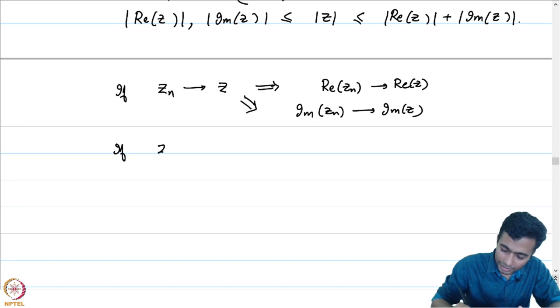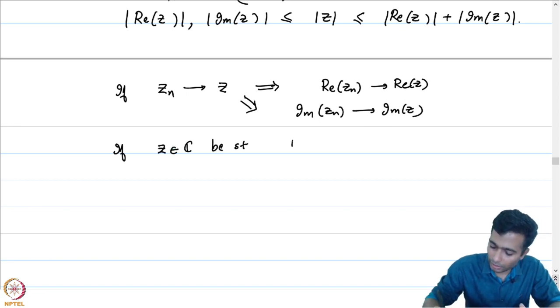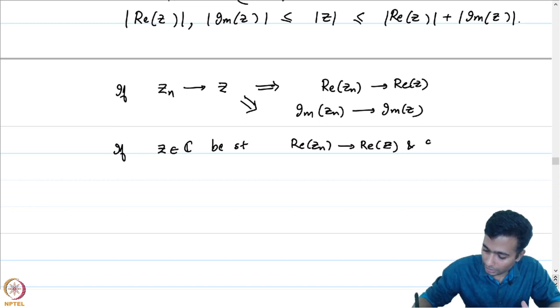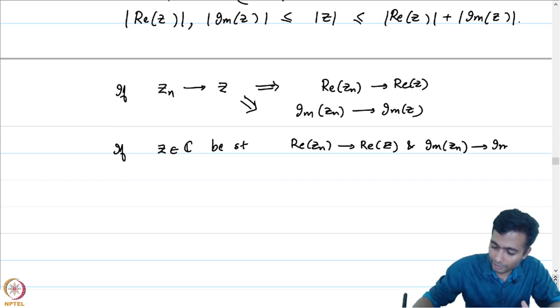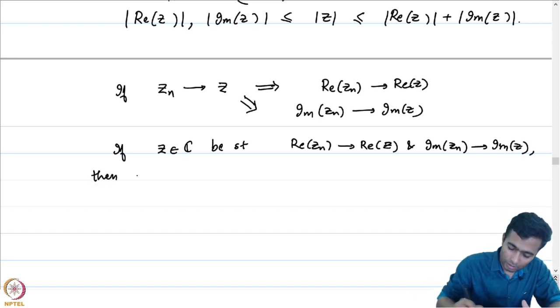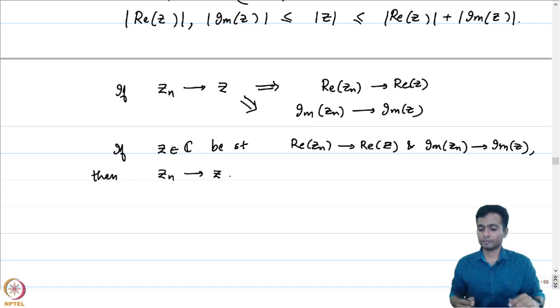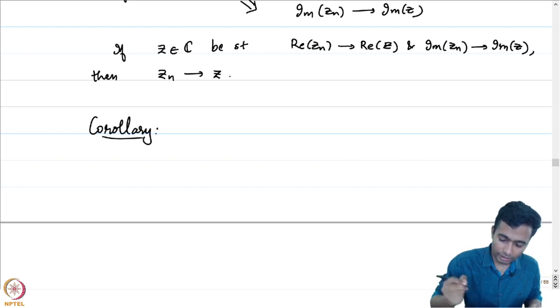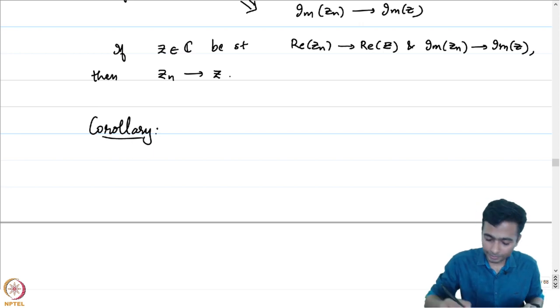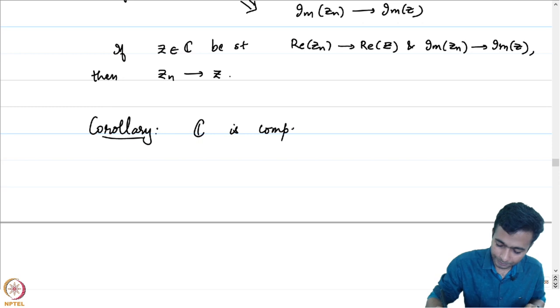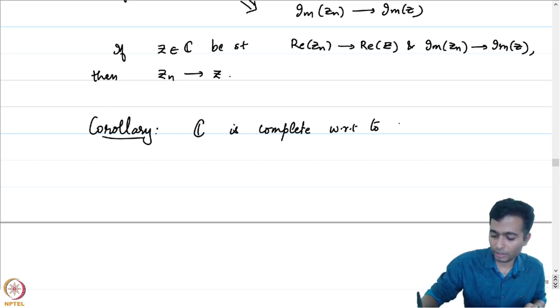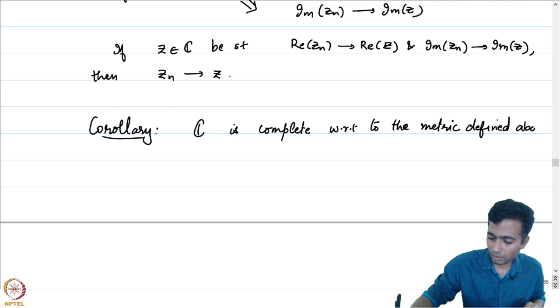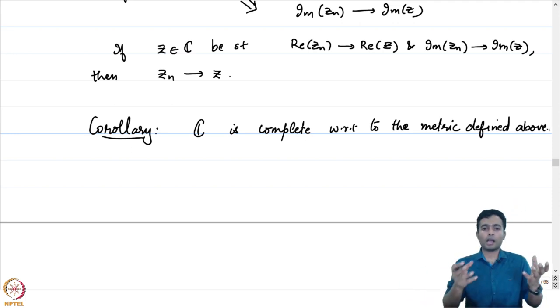So if Zn in C is such that the real part of Zn converges to the real part of Z, and simultaneously the imaginary part of Zn converges to the imaginary part of Z, then Zn converges to Z. I'll just write it down as a corollary for you to finally verify that this tells us that the field of complex numbers is complete. C is complete with respect to the metric defined above. We have to crucially use the fact that R is complete.